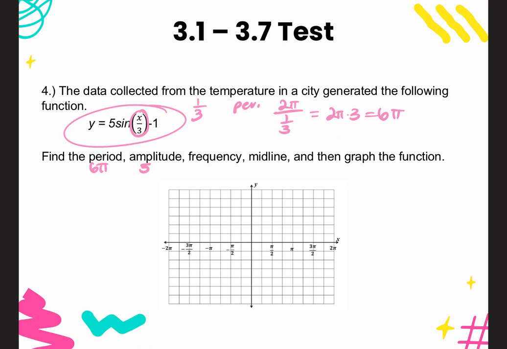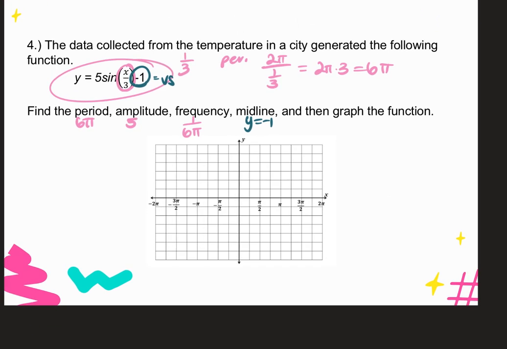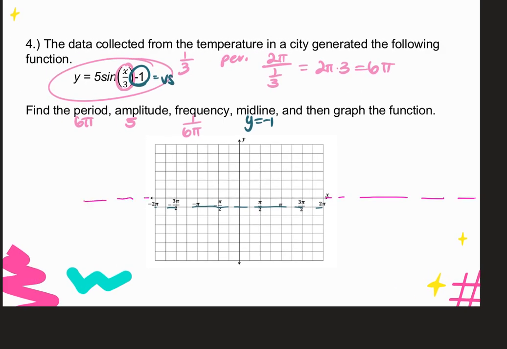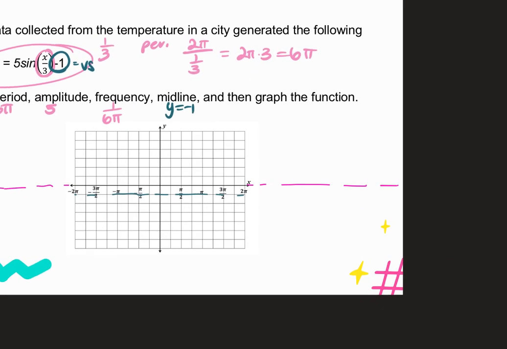The frequency would be 1 over that, so 1 over 6 pi. The vertical shift is -1. That's your midline, so y equals -1, and then graph the function. So midline at -1. Period is 6 pi, so it's going to come. You can go in each direction if you want. Or you could say this is 4 pi and then come all the way over. This is 6 pi.